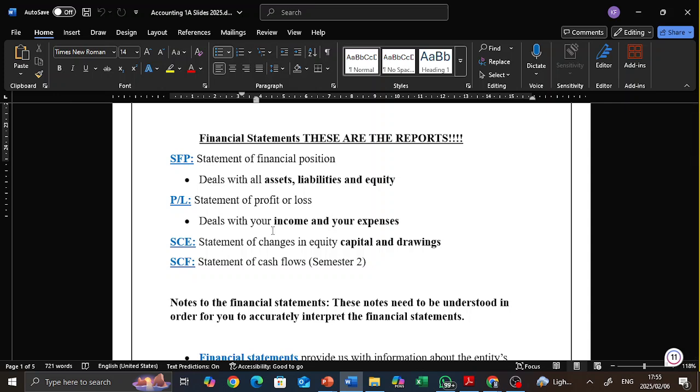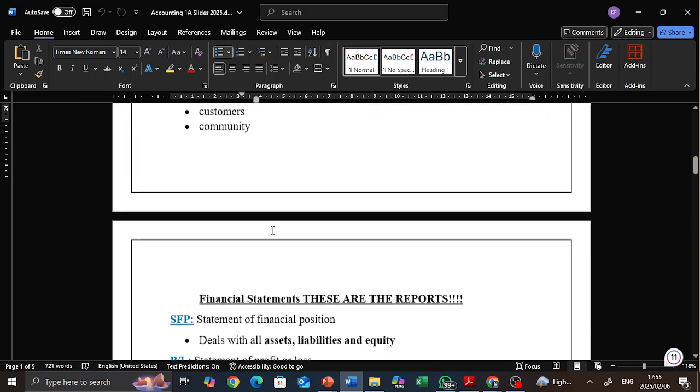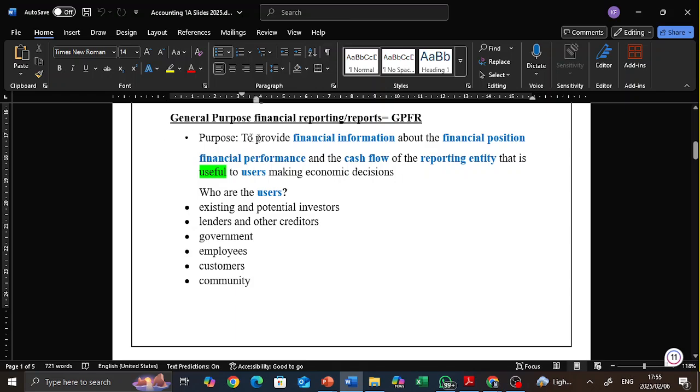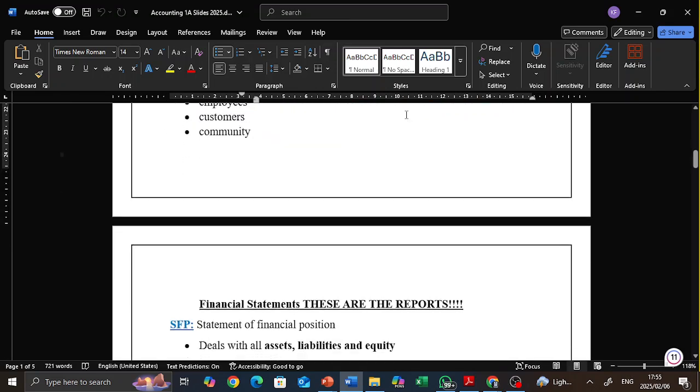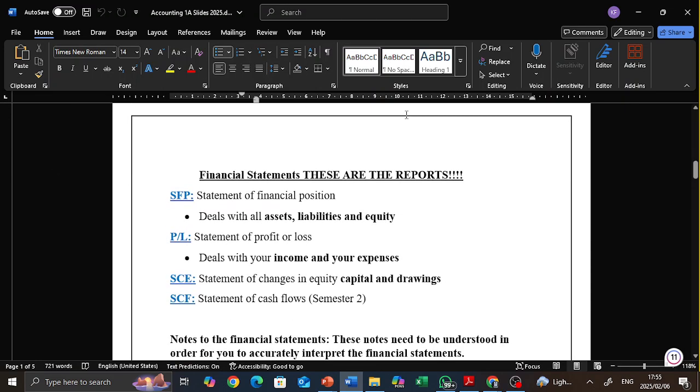Great. Financial statements, these are the reports. So we spoke about general purpose financial reporting. Do you see this heading? Those reports are usually in the form of statements. These are your statements. All right, you can read up on that. Pretty simple. The SFP, statement of financial position, deals with assets, liability, equity. You need to know this, guys. You need to know these principles. Statement of profit or loss deals with your income and your expenses. Statement of changes in equity deals with capital and drawings. Statement of cash flows, once again, has been dealt with in semester 2.